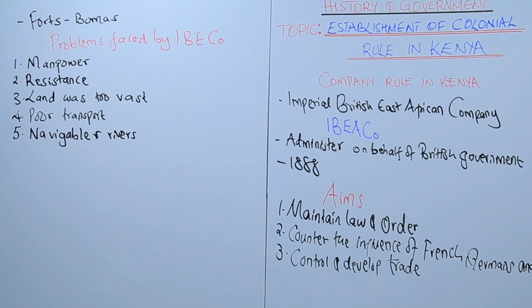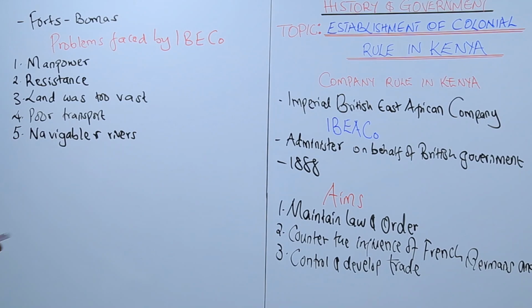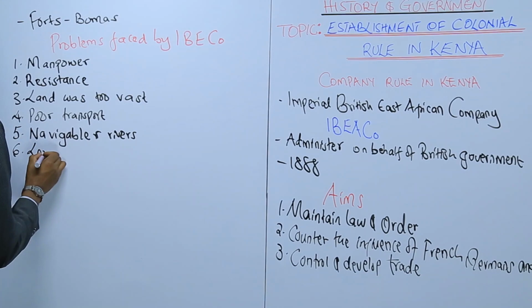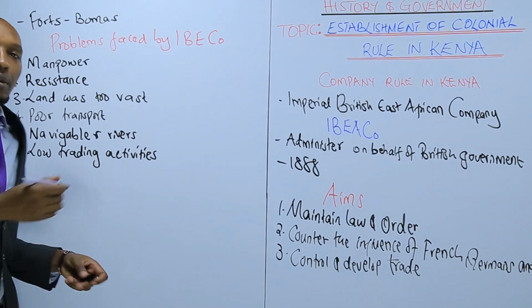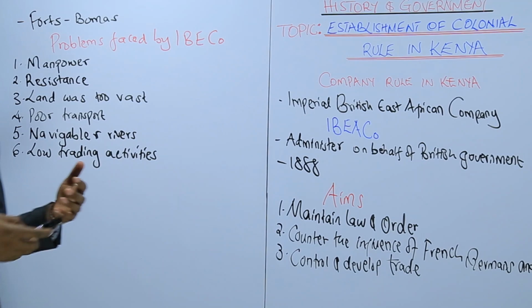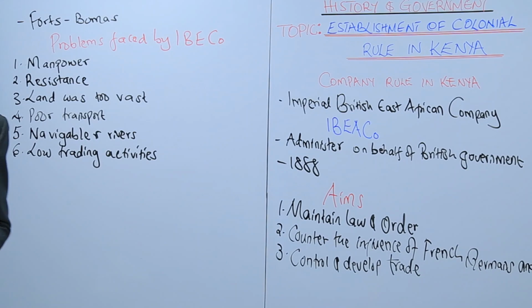So that required them to employ a lot of laborers to transport their commodities. And then there were low trading activities between the people of the coast and the people of the interior. So the trade volume was very low. That meant that they did not make as high profits as they had anticipated. That was a problem or a challenge on their side.